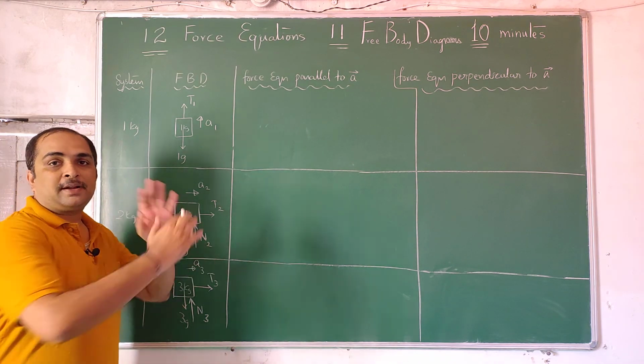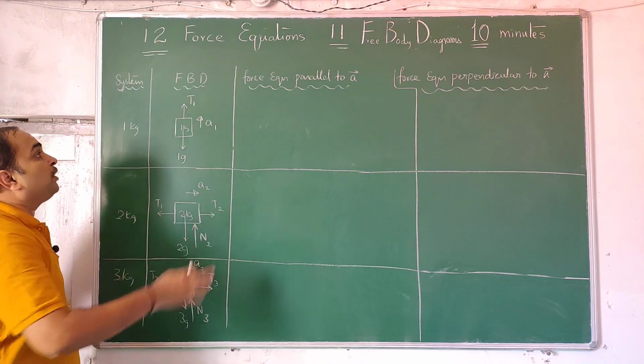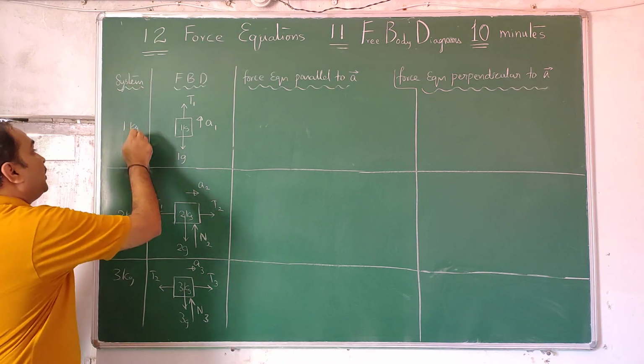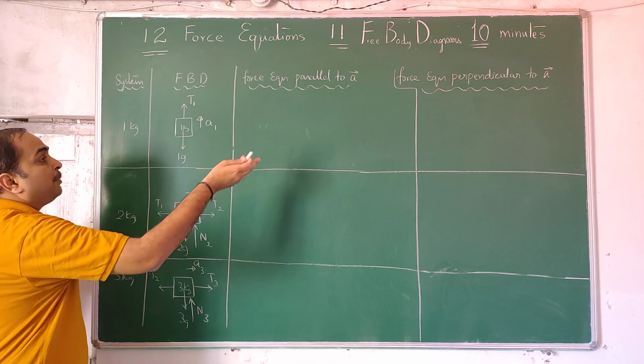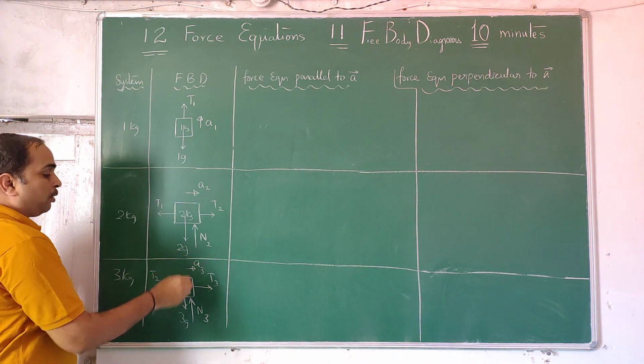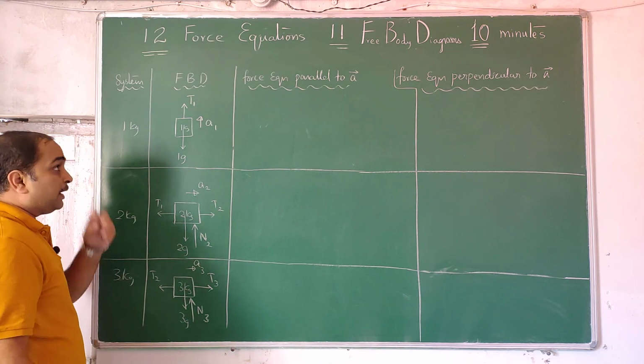Beginners may get confused when I draw so many diagrams on one board. So again I separated them, cleared off the board, and rewrote them. System 1 kg, 2 kg, 3 kg, you have to see this video back. Whatever free body diagrams I have drawn, now I have drawn them in a proper order: first mass, second mass, third mass, whatever we have written, I am writing it.